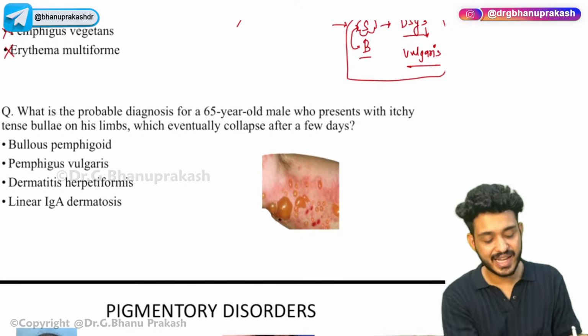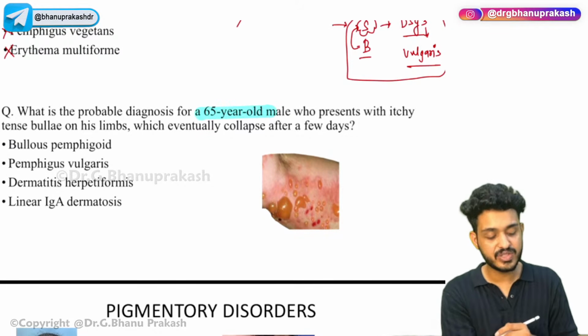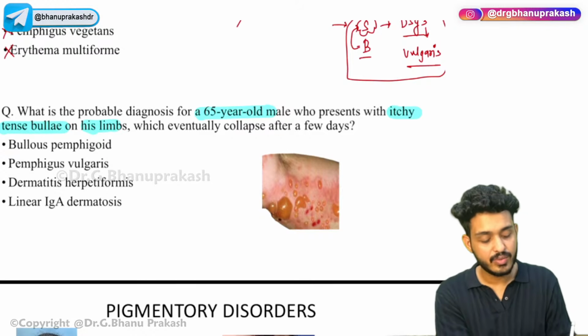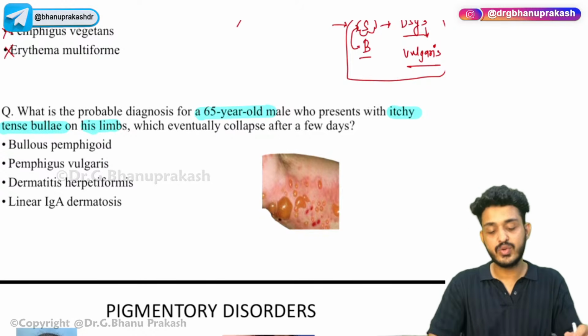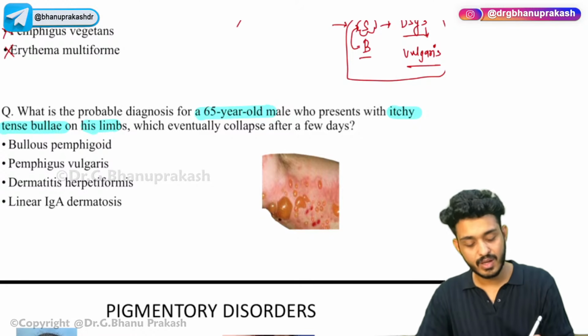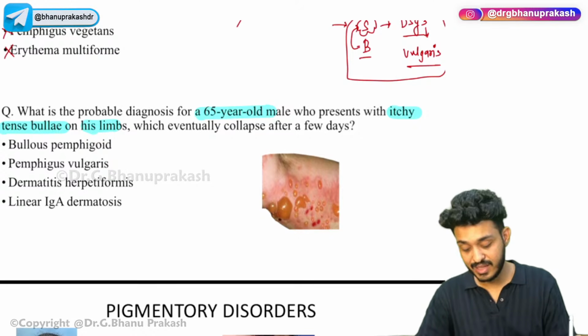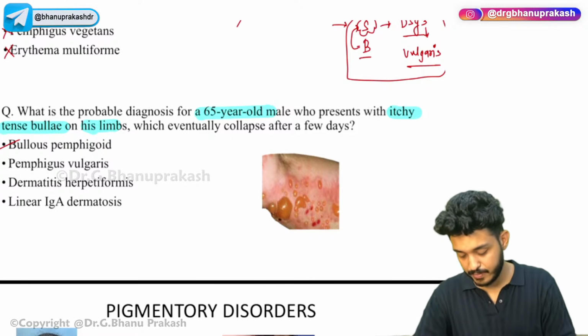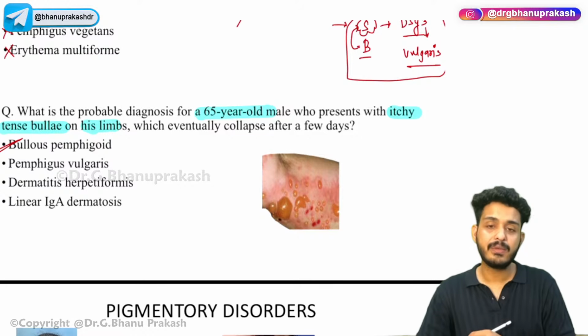What is the probable diagnosis for a 65-year-old male patient presented with itchy, tense bulla on his limbs, which eventually collapse after a few days? Now they are talking about which type of bulla? Tense bulla, guys. Tense bulla. Your answer will be bullous pemphigoid.